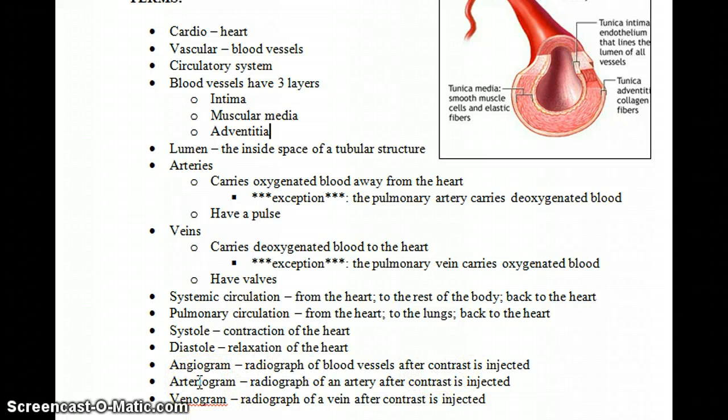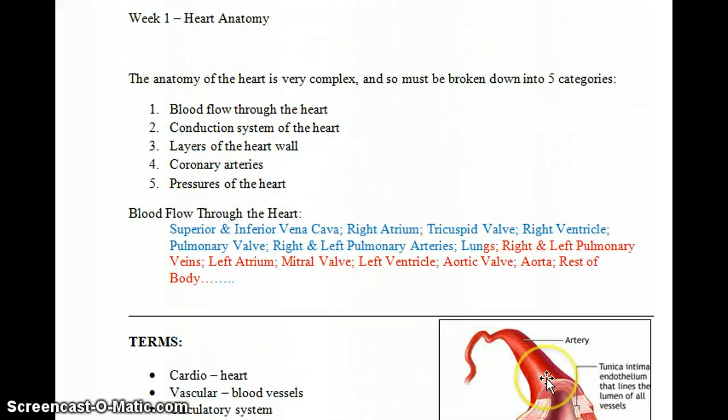An arteriogram, however, is more specific and it specifies that it's a radiograph of an artery after contrast is injected, and a venogram is a radiograph of a vein after contrast is injected. So that's it for this first week, just starting off with some anatomy. We focused on the blood flow through the heart.